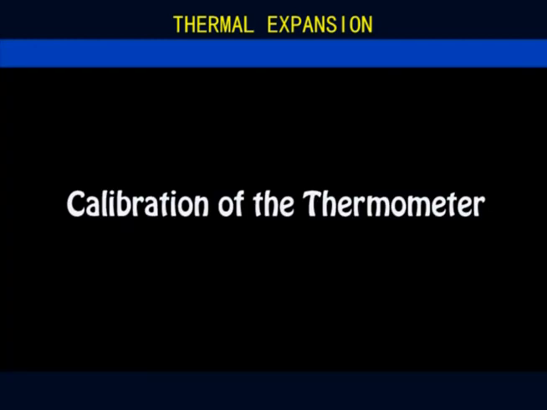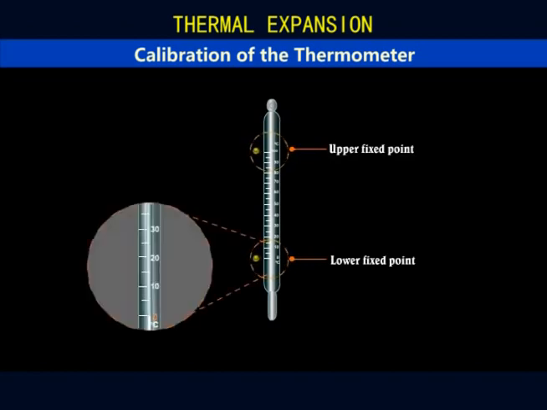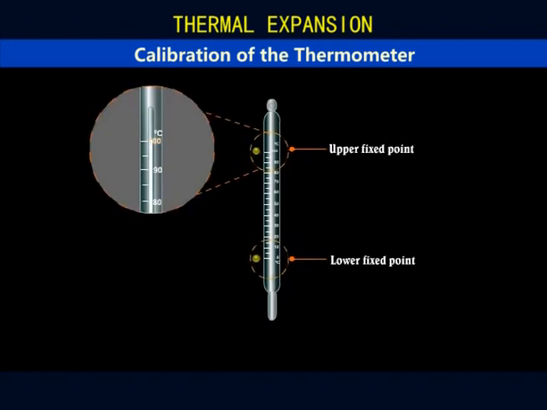Next, calibration of the thermometer. Now, the calibration of a thermometer involves the marking of 2 points on the stem of the thermometer and dividing the space between them into a number of equal parts. The 2 points are called the lower fixed point and the upper fixed point. The freezing point of water at sea level is the lower fixed point or ice point, and the boiling point of pure water at sea level is the upper fixed point or the steam point.